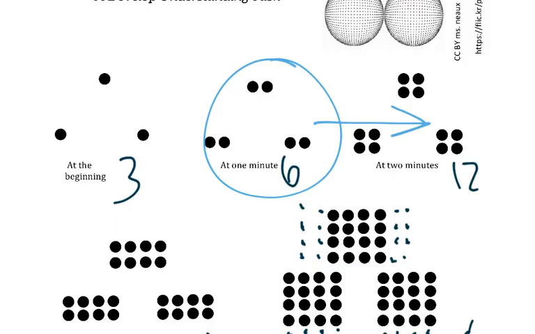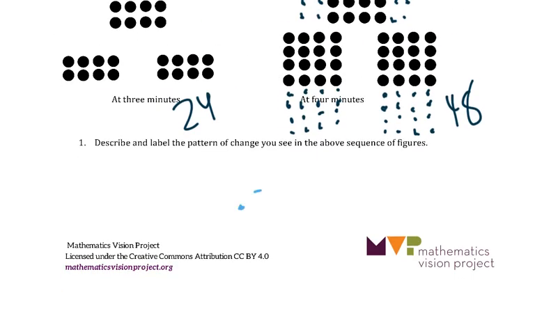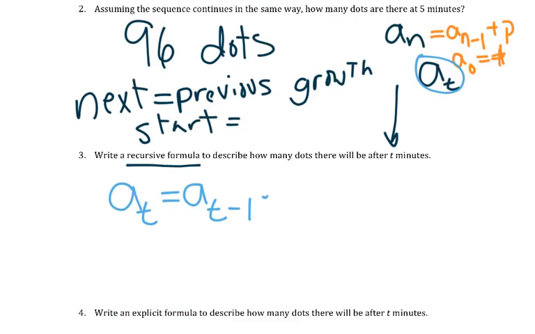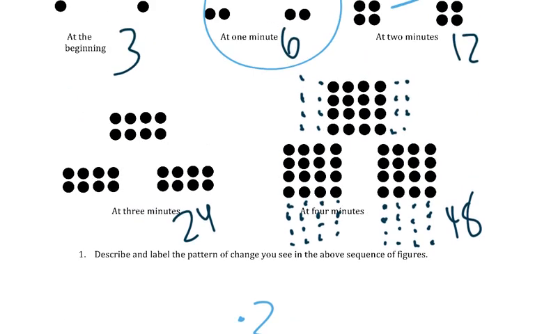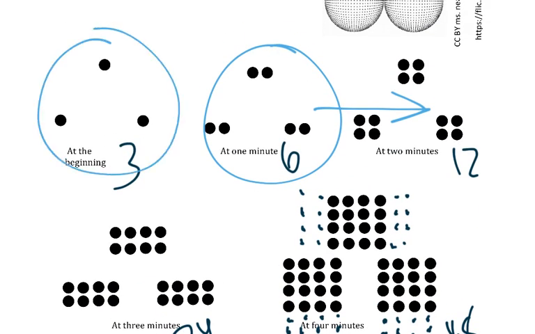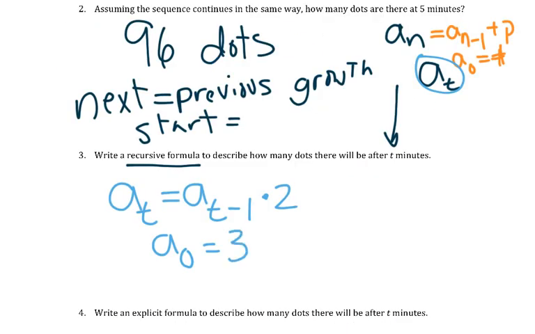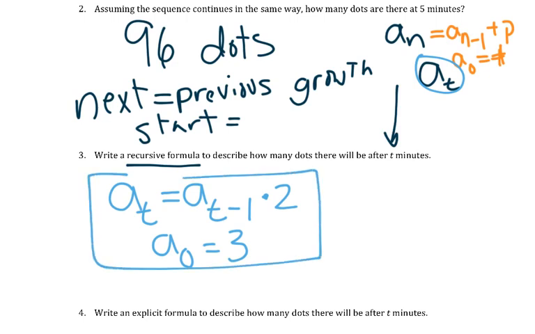And what is our pattern here? Well, down here we said we were timesing by 2, or doubling, right? So we times by 2. No reason I can't put times by 2 if that's my growth. Then a sub 0, remember, that was our beginning term because it stands for 0 minutes. We had 3. So our recursive equation should look something like that. Okay?